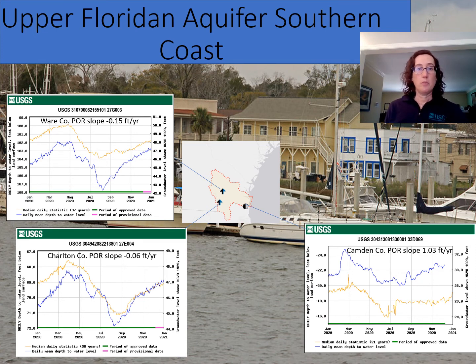Water levels in the upper Floridan Aquifer in the southern coast were below median levels in Ware County, above median levels in Camden County, and below median levels in Charlton County for the first half of 2020, then near median levels for the second half of 2020. Long-term water levels are decreasing in Ware and Charlton counties, but increasing in Camden County. In Camden County, there was a big decrease in groundwater use between 2000 and 2005.